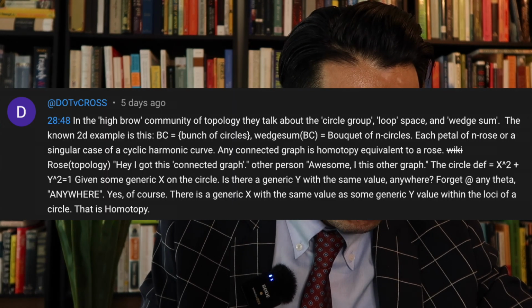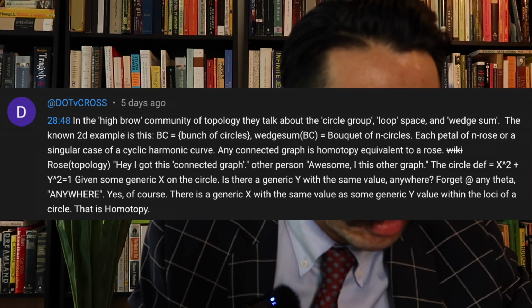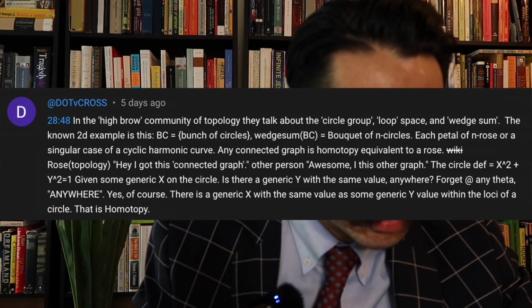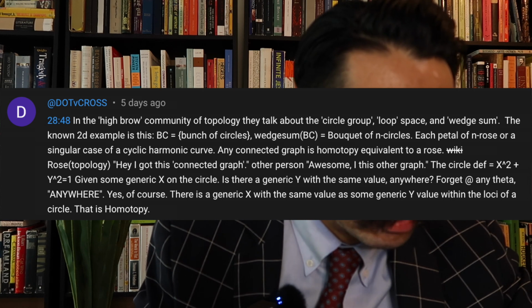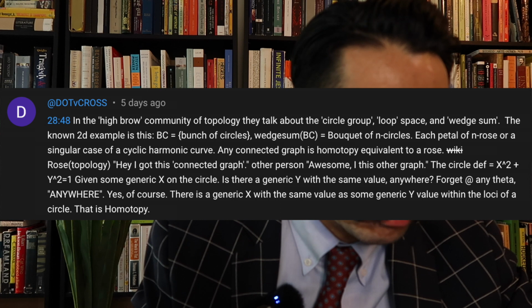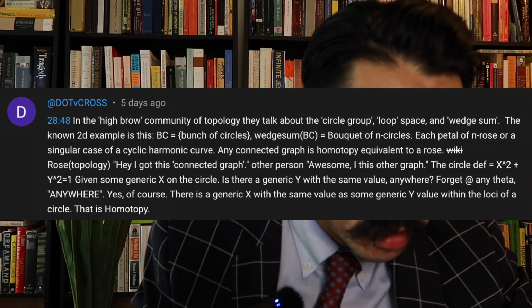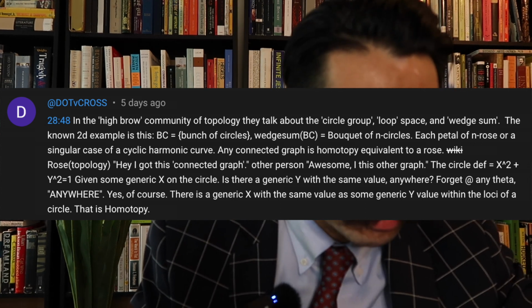Another comment that I feel like reading. In the highbrow community of topology, they talk about the circle group, loop space, and wedge sum. The known 2D example is this. BC, bunch of circles, wedge sum of BC equals bouquet of n circles, each petal of n rows, or a singular case of a cyclic harmonic curve. Any connected graph is homotopy equivalent to a rose. See the Wikipedia page for roses as it relates to topology.